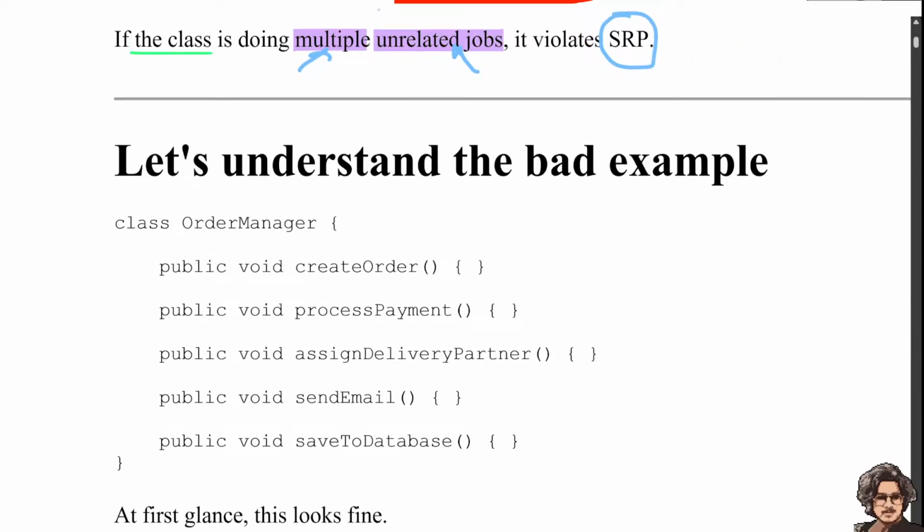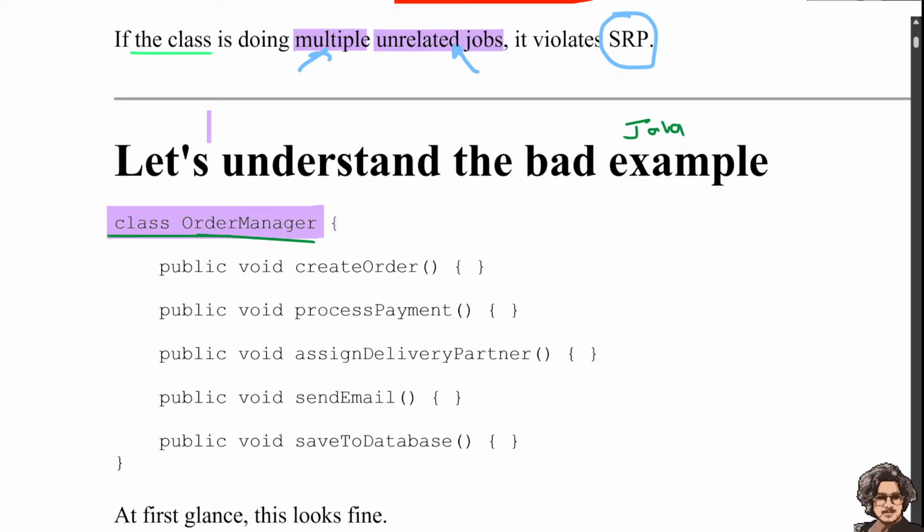Let's understand this with a bad example. If we see a bad example, we understand why we are not using it. We have a class called OrderManager. I'm using Java for the code examples, so you can understand it, and I will explain this in C++ too when I practice these things. So first, OrderManager is the class.